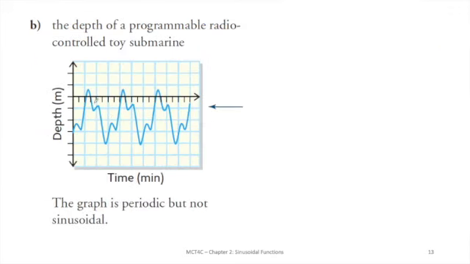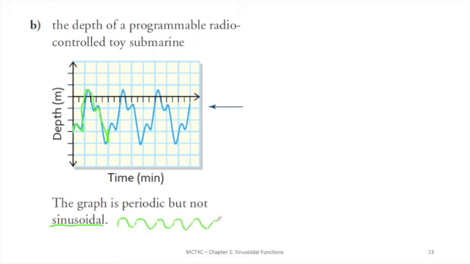Okay, for this one, the depth of a programmable radio-controlled toy submarine. So we are going to start, we have a little hump, the big hump, then little back, and then we're back to the beginning right here. So there's one cycle of our graph, okay? And then it repeats itself again. So it is actually going to be a periodic graph. However, it cannot be sinusoidal because it is not the smooth waves, okay?